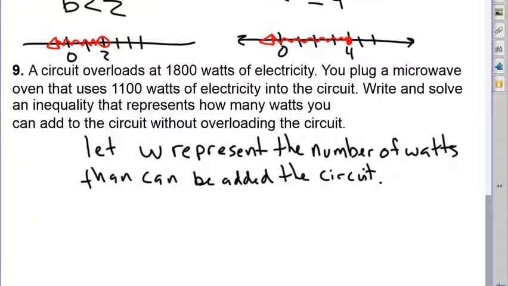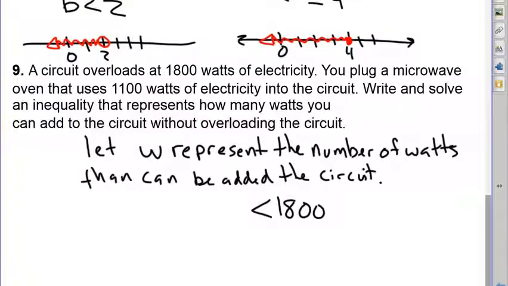Now we're going to write an inequality using that information. We know the circuit overloads at 1800 watts. That tells us our total wattage has to be less than 1800. Because it overloads at 1800, we don't want it to overload. It can't be equal. We're just going to start by writing is less than 1800.